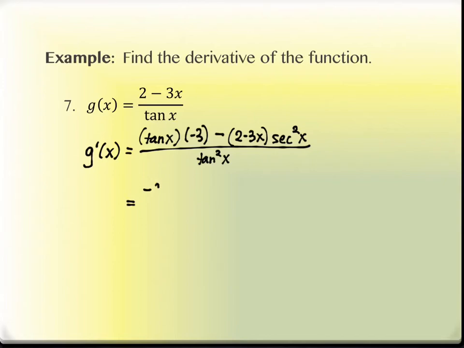So the first piece would be negative 3 tangent of x. I've got to distribute the secant through and a negative through as well. So what will the first piece be after that, like the next piece? Yeah, will it be negative or positive? Negative. So negative 2 secant squared of x. And then I'll have a positive 3x secant squared of x.